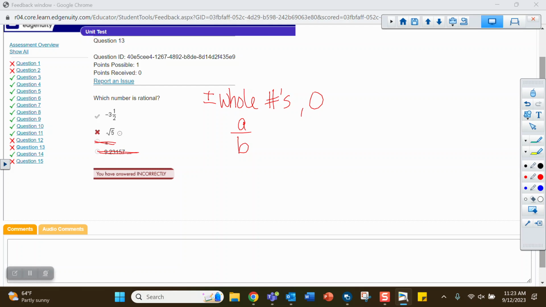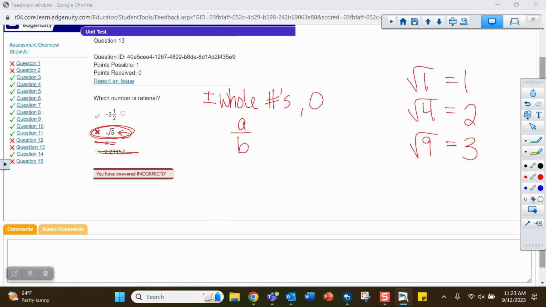Also, numbers that are not perfect squares. So let's talk about some perfect squares. The square root of 1 is 1 because 1 times 1 is 1. The square root of 4 is 2 because 2 times 2 is 4. The square root of 9 is 3 because 3 times 3 is 9. But any square roots that are not perfect squares, those are going to be also irrational.